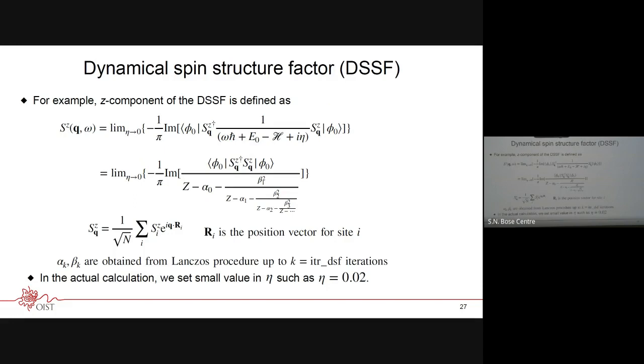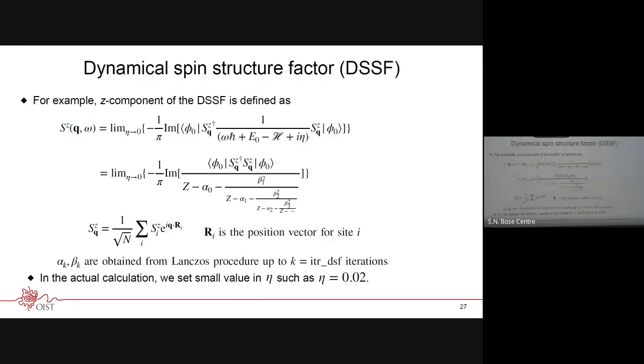So, for example, to get the Z component of the dynamical structure factor, we set the operator A as this S_z(Q), and that's the Fourier transform of the local spin operator, and Ri now is the position vector for site i. And in the actual calculation, as I said, we set a small value for eta, such as eta equals 0.2 or 0.5, for example.